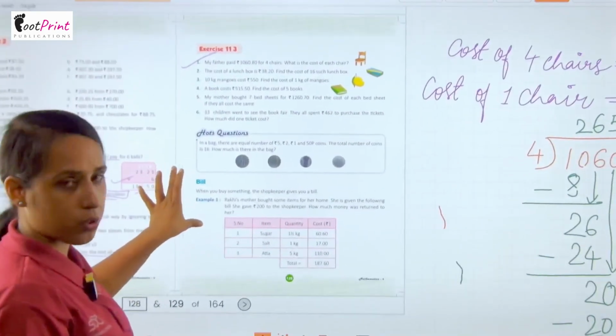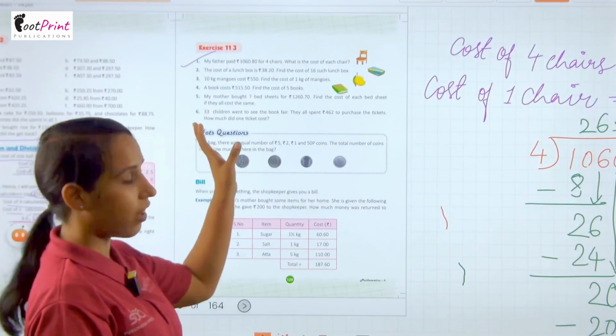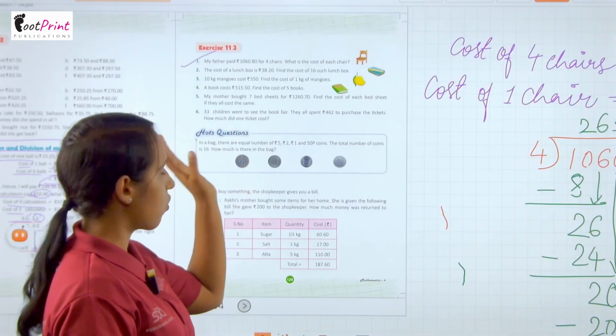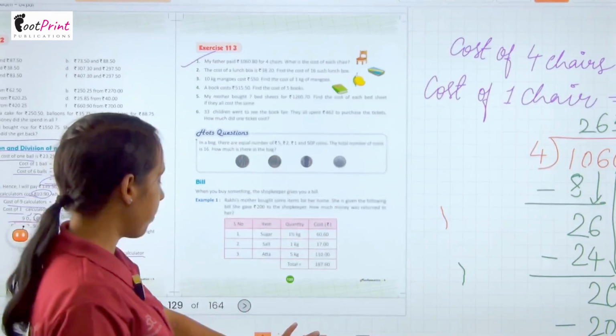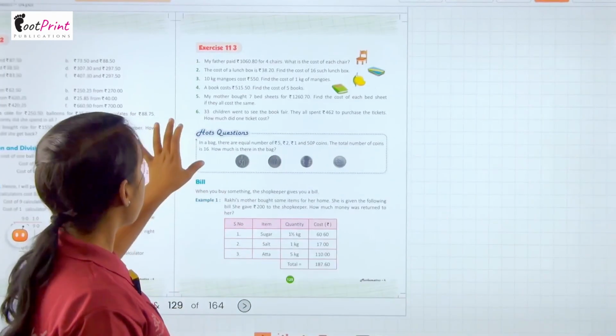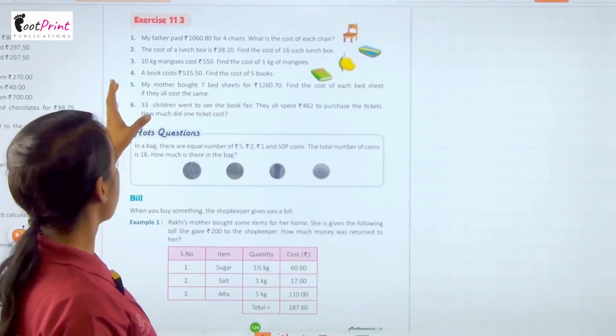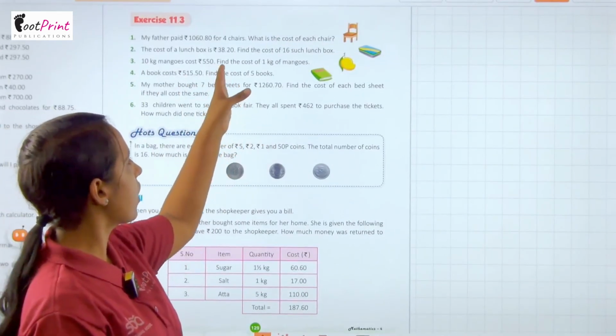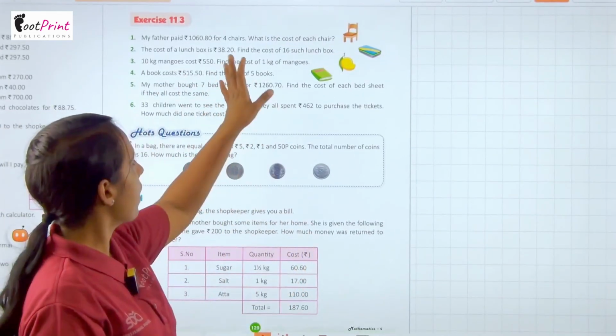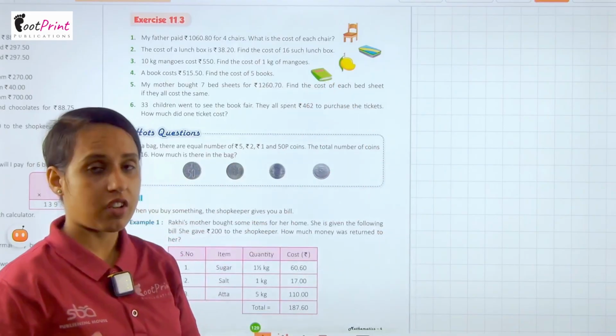Now we have question number 2. In this we have to multiply. So I will do it for you here. Question number 2. In question number 2 we have the cost of a lunch box is 38.20 rupees. Find the cost of 16 such lunch boxes.